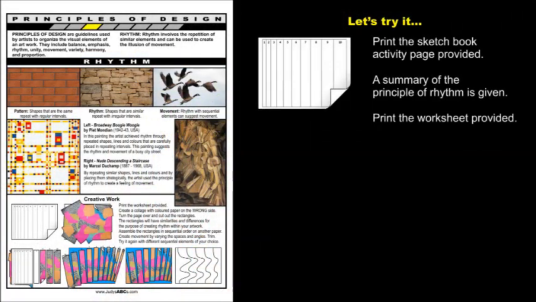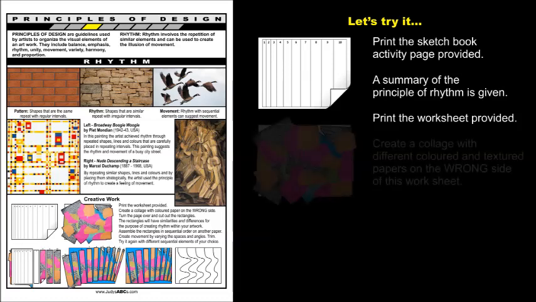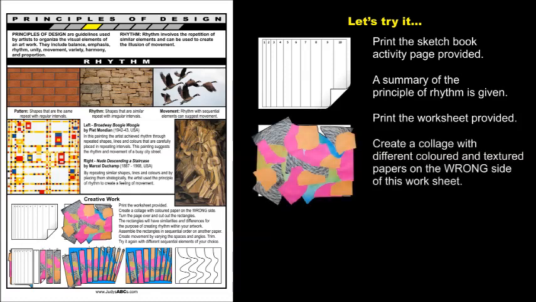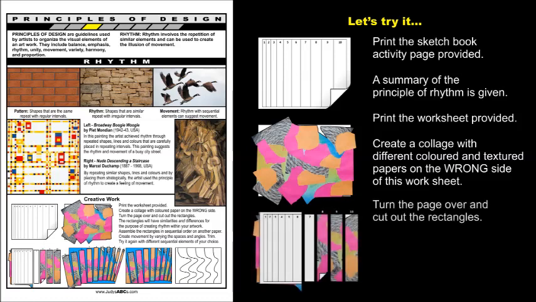Let's try it. Print the sketchbook activity page provided. A summary of the principle of rhythm is given. Print the worksheet provided also. Create a collage with different colored and textured papers on the wrong side of this worksheet. I used random shapes with torn edges.